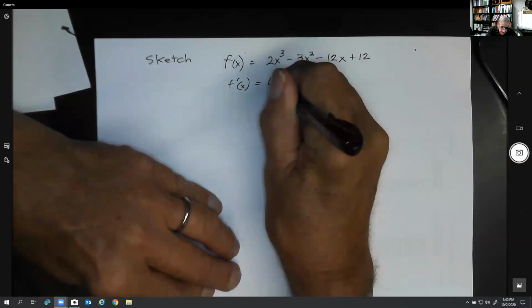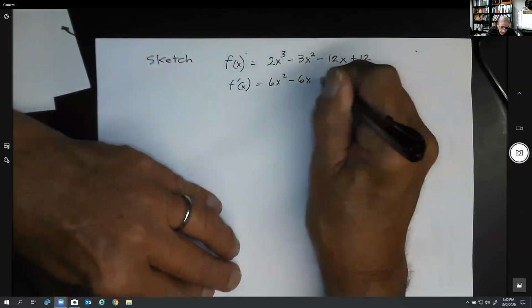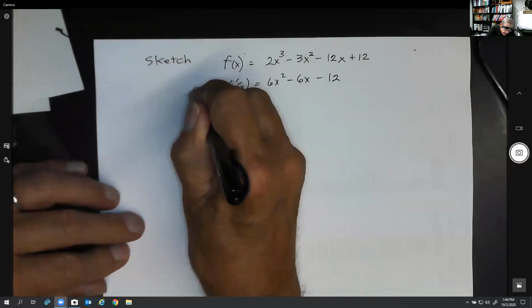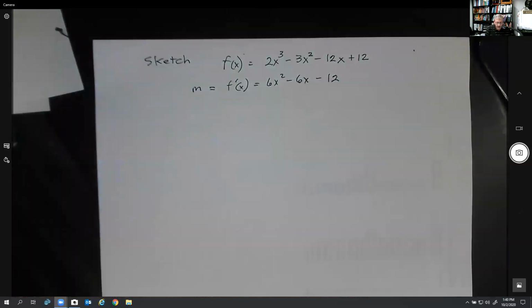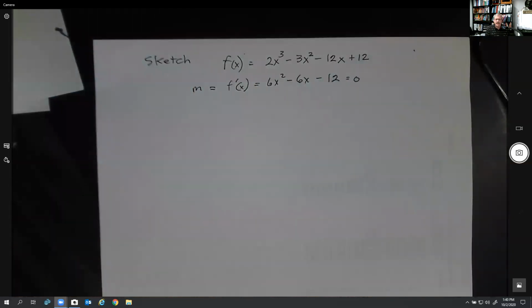So that would be 6x squared minus 6x minus 12, right? So we take the first derivative. Then, because the first derivative actually represents the slope of this graph, that's what the first derivative is. It's the slope of this graph. We want to see what happens when the slope is equal to 0. So we're setting this equal to 0.